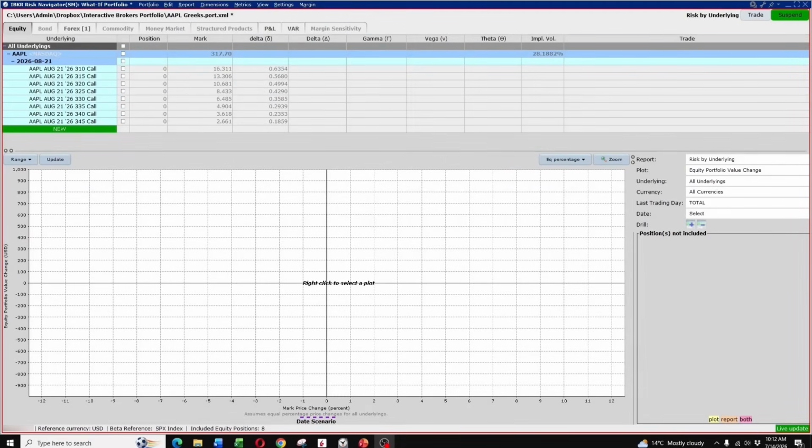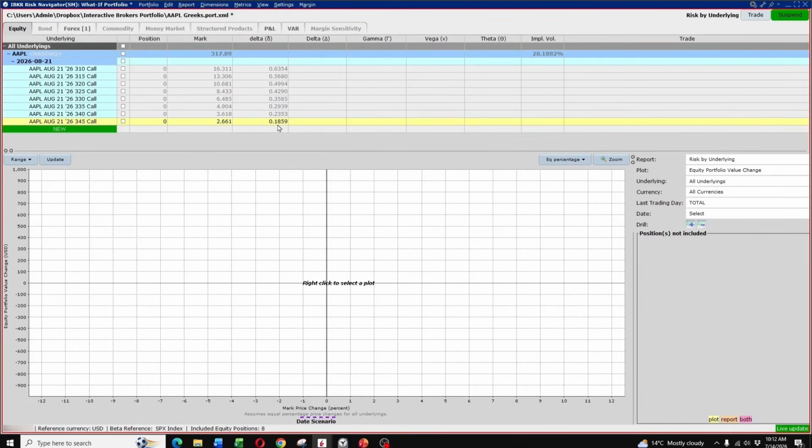Let's take a look at this live on Interactive Brokers Trader Workstation using their Risk Navigator tool, and we'll use Apple as our example. The stock's trading about 318, and I've added some in-the-money call options and some out-of-the-money call options. And here's our delta here. This is our strike delta, and you can see they're all positive. For example, this one has an 18 delta.